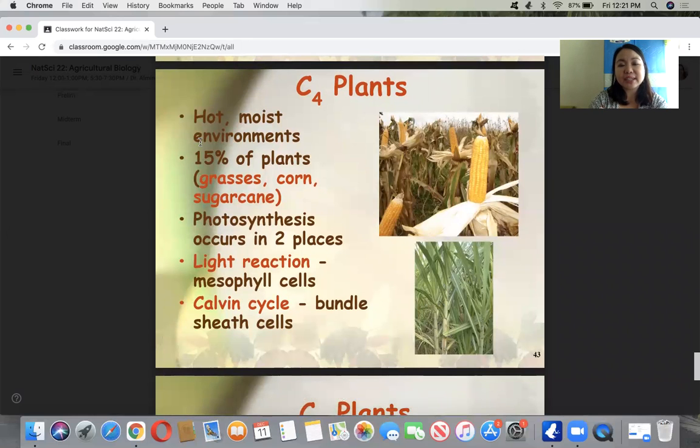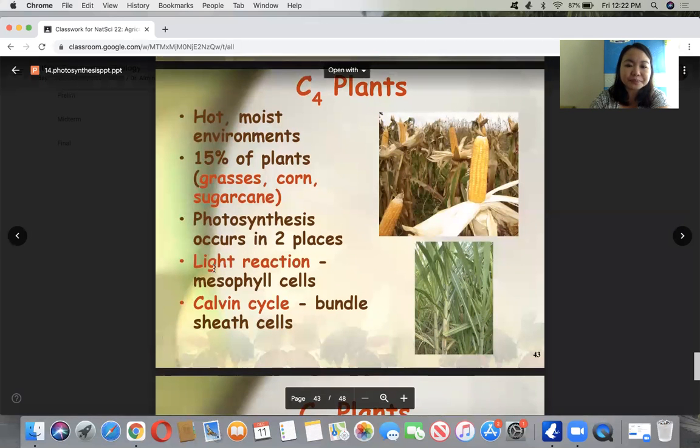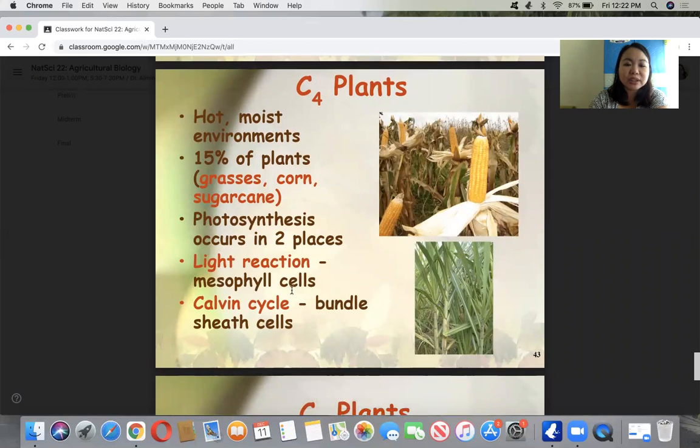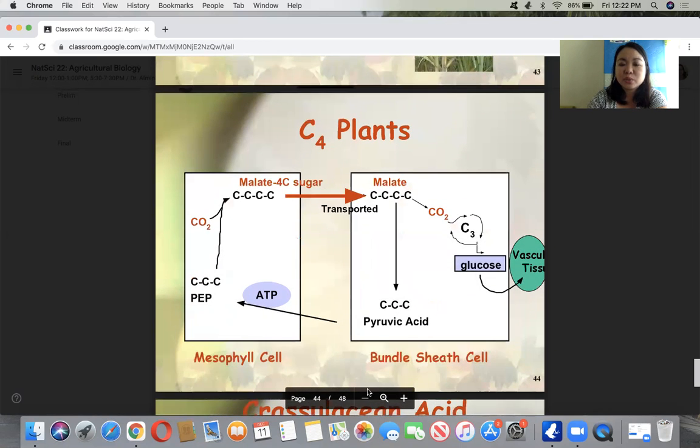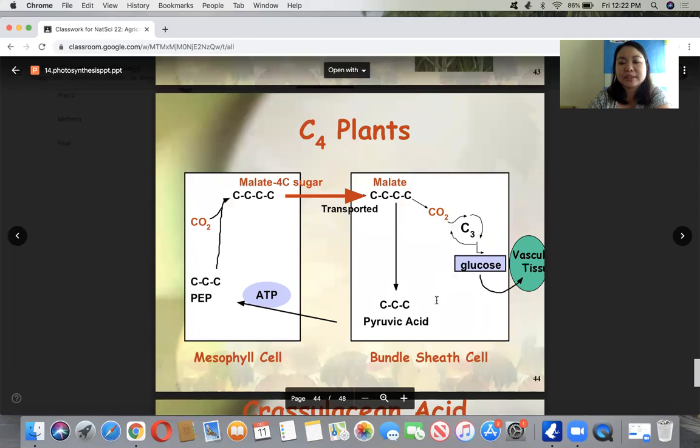They thrive mostly in hot, moist environments, and this composes 15% of the plants. That includes grasses, corn, and sugarcane. They are under C4 plants. And photosynthesis occurs in 2 places: the light reaction in mesophyll cells and the Calvin cycle in the bundle sheath cells. So the C3 plants don't have the bundle sheath cells. It's only the C4 plants which have the bundle sheath cell.